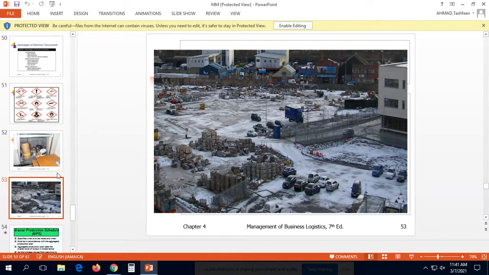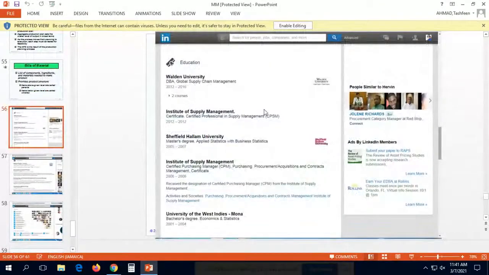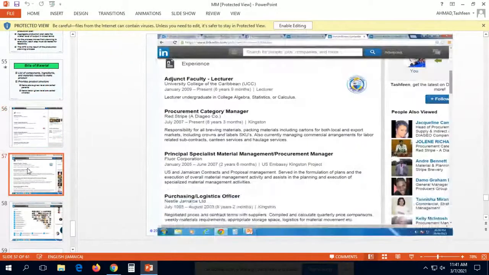It's quite a lot of things which would happen. Here, I saw this career path of a person. If you want to go into this type of field, look at this. From 95 to 2003, the person is a purchasing and logistics officer for 8 years for Nestle. Nestle is now a big international business. So purchasing, how to purchase, logistics officer for 8 years.